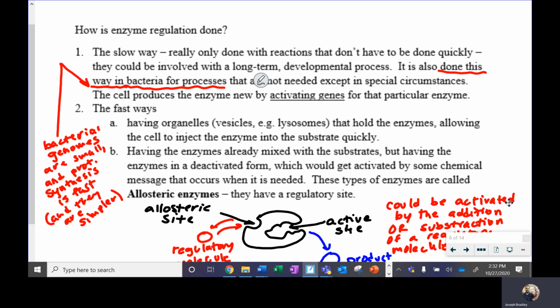We do that in some regards, but usually you're only doing that during your developmental process, like when you might be using enzymes only for specific times. One of those times is when you're going through cell division. Your cell will say, we're going to go through cell division, so we're going to produce all the enzymes that we're going to need for cell division now. And otherwise they're not there.